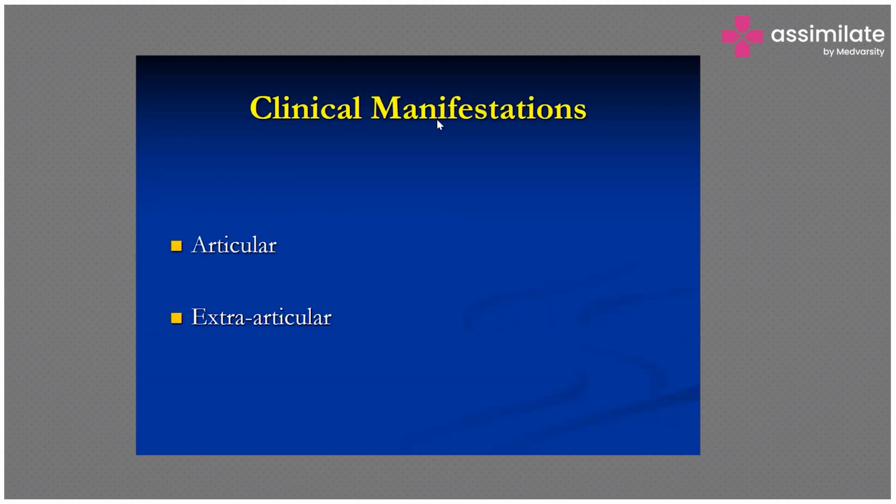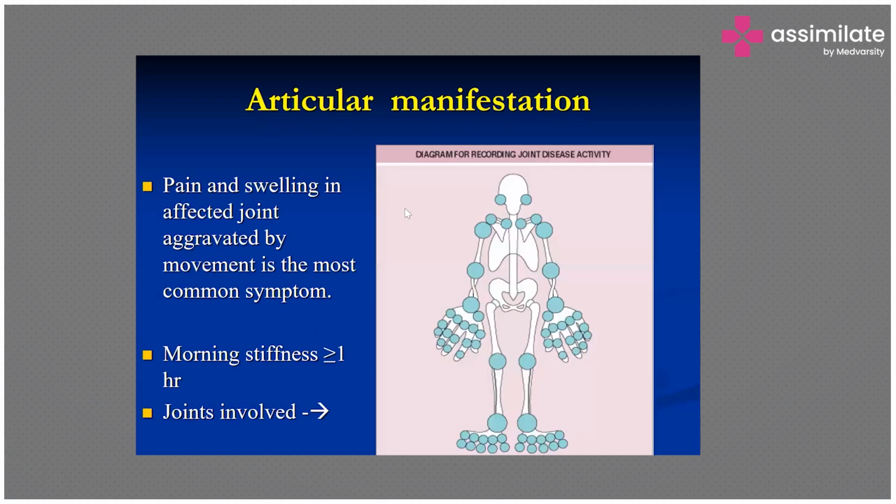Going to the next, the clinical manifestations, how the patient presents. There are 2 types, articular and extra-articular. What do you understand by articular and extra-articular? Articular manifestations are pain and swelling affecting the joint, aggravated by movement, the most common symptom. The morning stiffness, remember more than 1 hour, is persistent, and the joints involved you can see in the picture: all the small joints of hand, foot, and elbows.